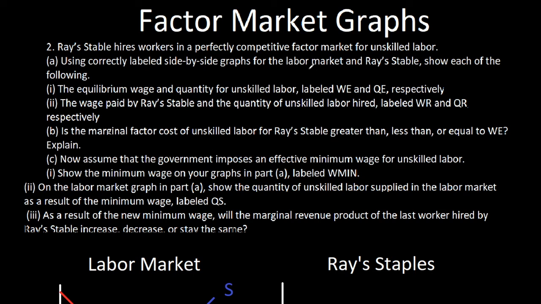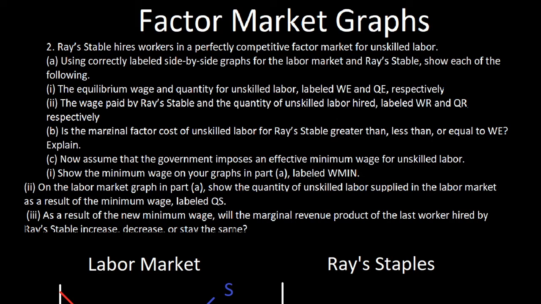In questions on factor markets, you'll often be asked to draw the graph of a competitive labor market and a wage-taking firm. This video is a quick rundown on how to draw the proper graphs without losing any points. To do this, I took a free response question from the 2014 AP Microeconomics exam, which you can find linked down below in the description.